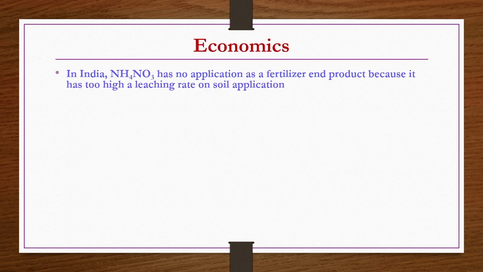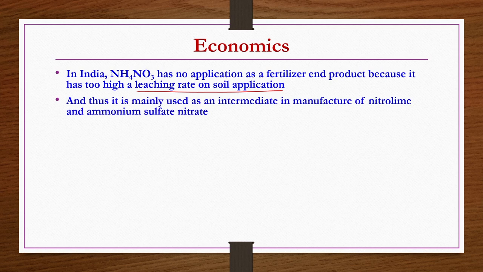Coming to the economics, in India, as I already mentioned, ammonium nitrate has no direct application as fertilizer because its leaching rate on soil is very much higher. So that's the reason it is used for mixed chemical production, as an intermediate to produce other chemicals. Thus it is mainly used as an intermediate in the manufacture of nitrolime and ammonium sulfate nitrate, which are mixed chemical fertilizers.